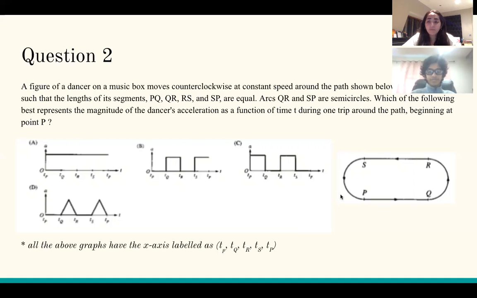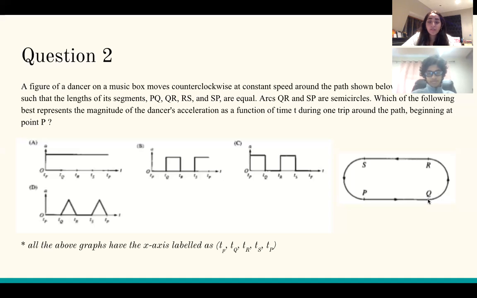So in order to solve this problem, it's really important to first identify what is happening with the acceleration between P and Q. And if we notice here, it's just traveling in a straight line. For that reason, if the object is moving at a constant speed, we can immediately say that the acceleration is just 0. And that allows us to cancel out both A and C. Therefore, we are left with D and B.